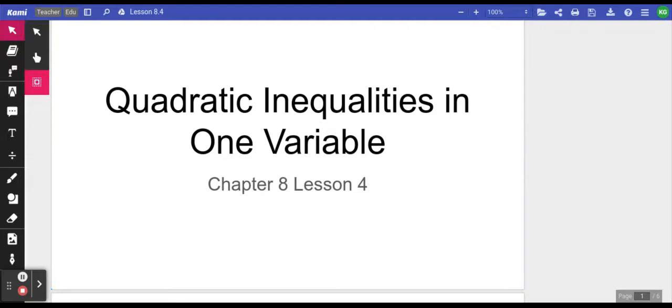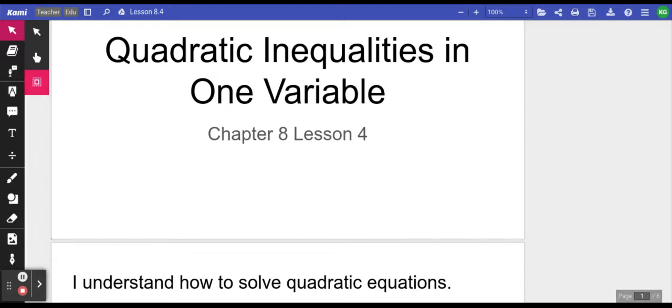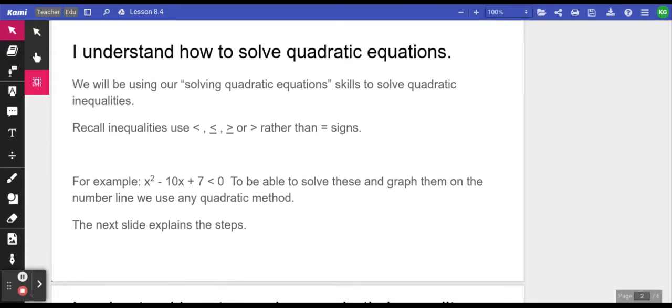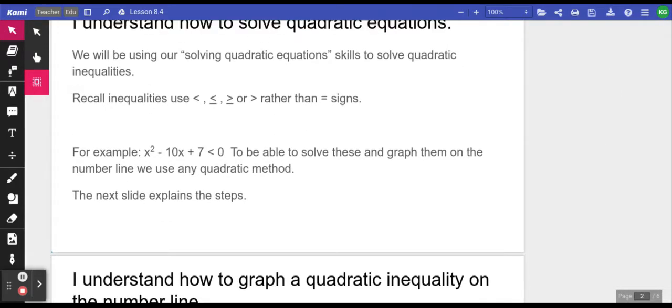Chapter 8, Lesson 4, we are going to be doing quadratic inequalities today. So we will be using our solving quadratic equation skills: our complete the square, factoring, and quadratic formula. But we're going to be doing inequalities, which are less thans, greater thans, or equal tos, rather than equal signs.